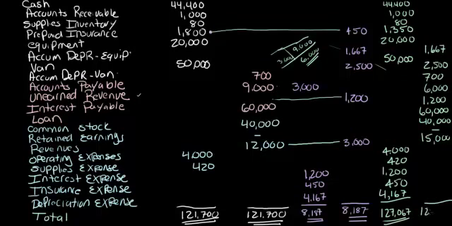So what we have done then is created the adjusted trial balance, which is the starting point for creating our balance sheet, income statement, and statement of retained earnings.